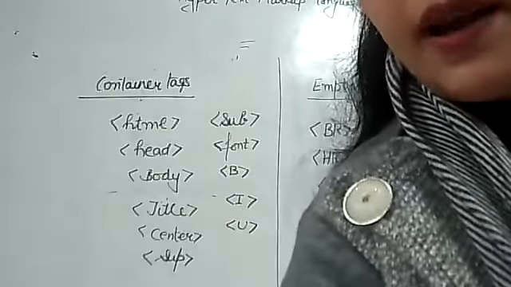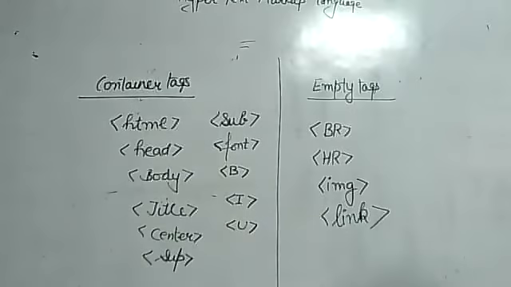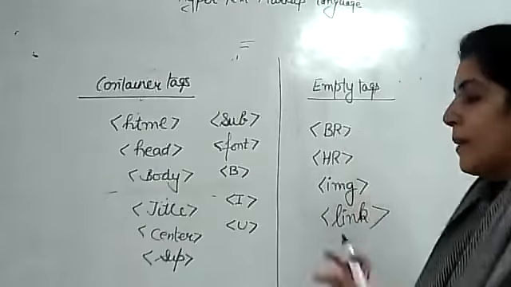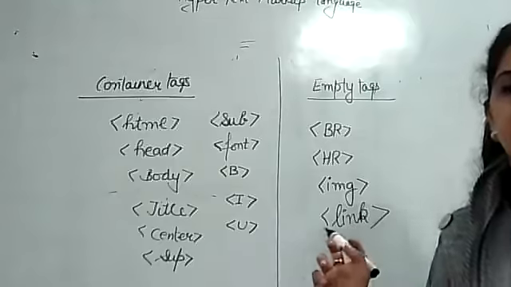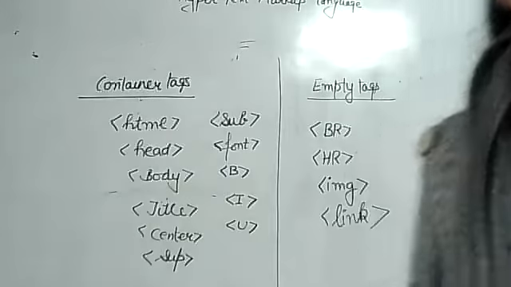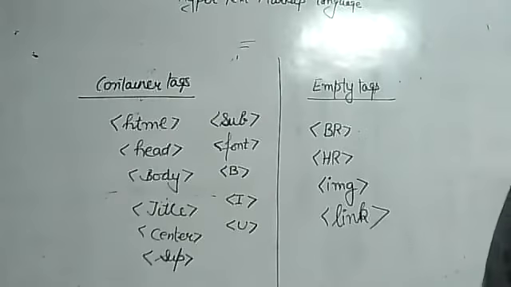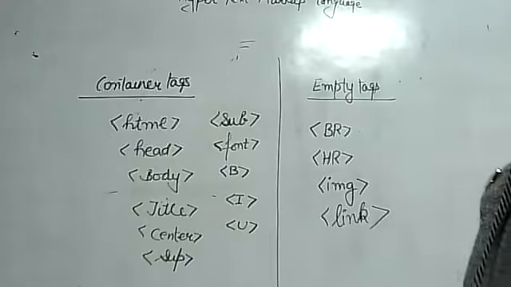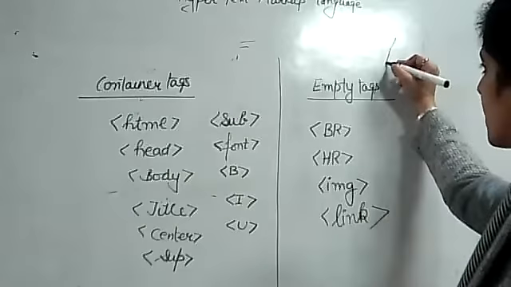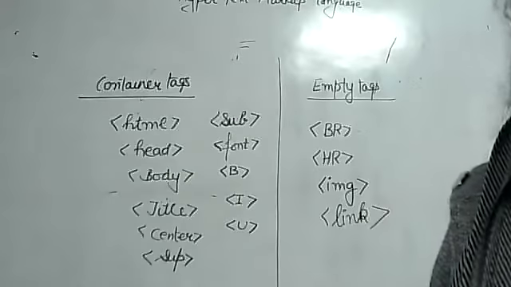HR, BR, IMG, link. The four empty tags are BR, HR, IMG, and link. Note it down, be quick. Container tags have both opening as well as closing tags. Empty tags have only opening tags. So these tags are called empty tags. In container tags, the closing tag is preceded by a forward slash.